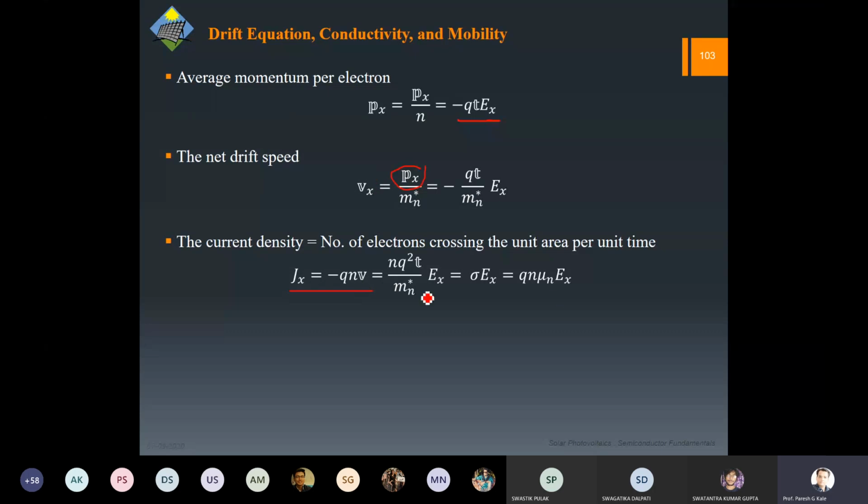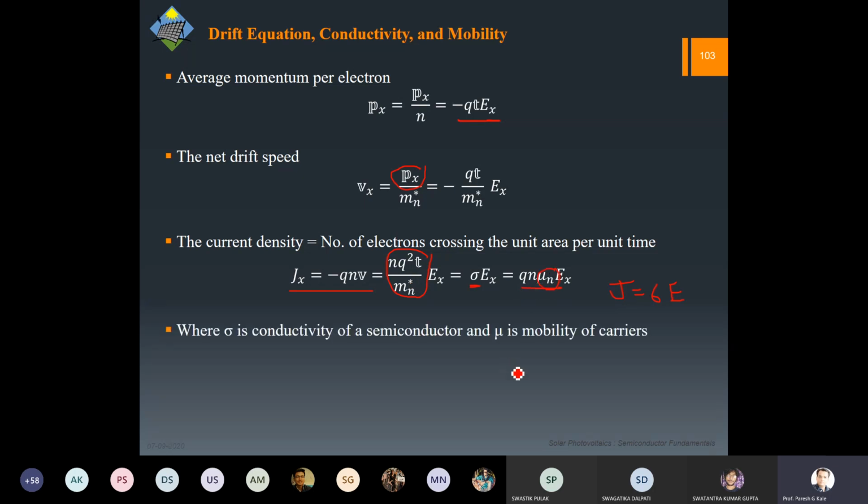V we have just obtained, you can substitute, and then you can see that these terms N, Q, T and M are all constants at a particular time. So you can replace this by something called conductivity. So now your expression is basically J is equal to sigma into E, and this is what Ohm's law is. Okay, and this sigma you can of course substitute in terms of mobility. So sigma will be equal to Q and mu N. So sigma is the conductivity and mu is the mobility of the carrier.